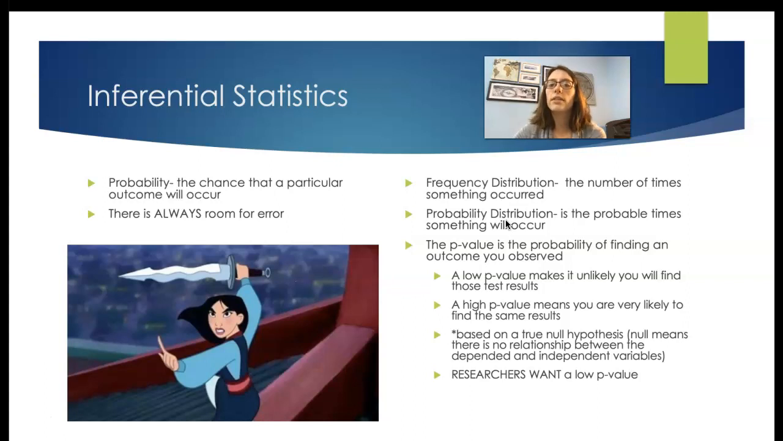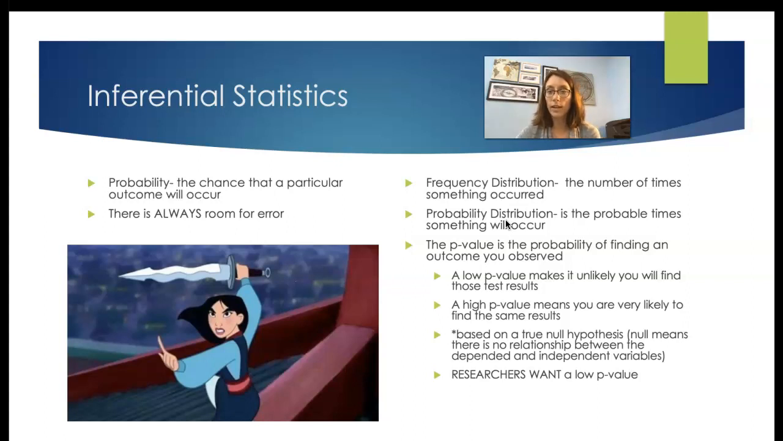So the p-value is the probability of finding an outcome that you actually observed. So a low p-value means you are not likely to find those test results. So say, for example, we had just done some education about hand washing. So when you did your frequency distribution in your experiment, you found that people were 97% compliant. A low p-value means that you're not likely to find that again. So say you wait 6 months and you measure again, and now you only have 50% compliance. All right, you have a low p-value. A high p-value means you're very likely to get the same results every time you do the experiment.